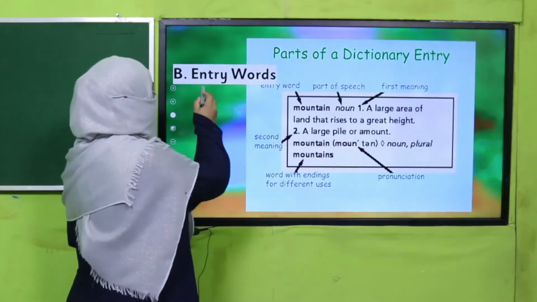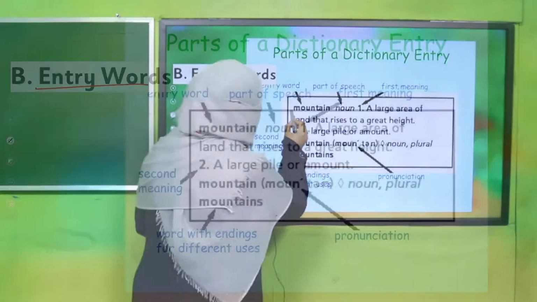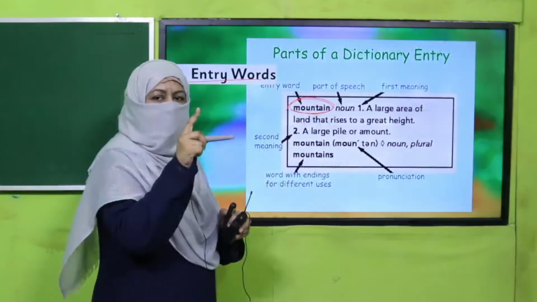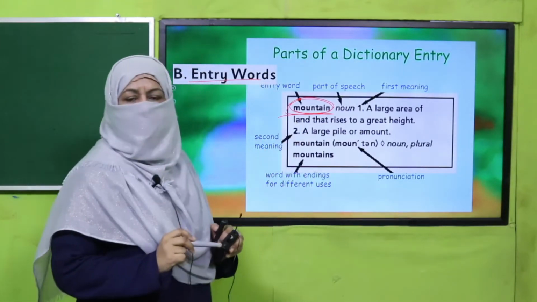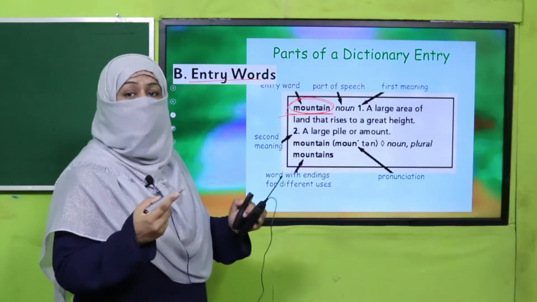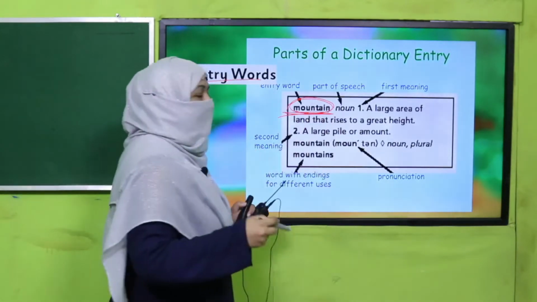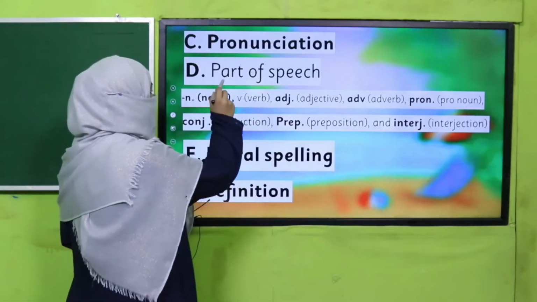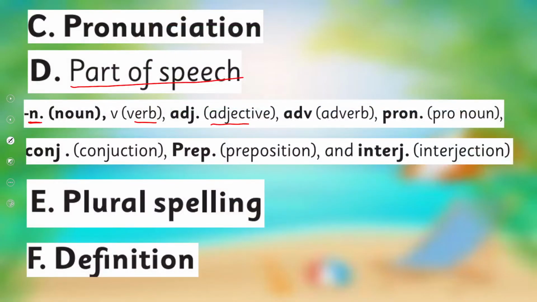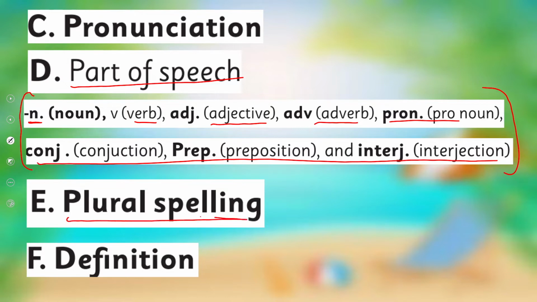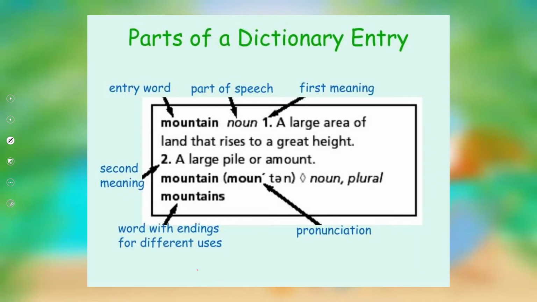Next is the entry word. The entry word is what you want to find out. The word you are looking for in a dictionary is the entry word. So first you'll go to that page where, for example, you are looking for mountain. You want to find out what it is in the dictionary. So you will go to that page. And what will a dictionary tell you about it? The dictionary will tell you the part of speech for this word, either it's a noun or a verb or adjective or adverb or whatever. Secondly, the dictionary will guide you about the spelling to make its plural and its definition. This is how it is. Okay.